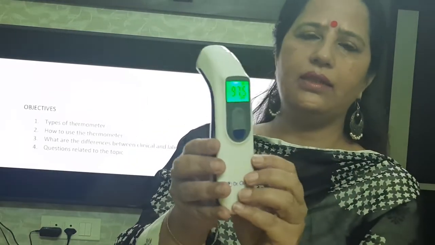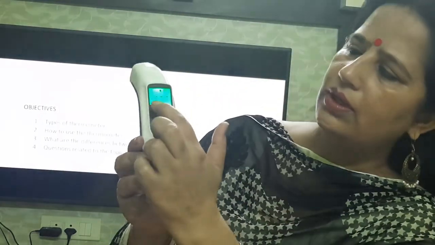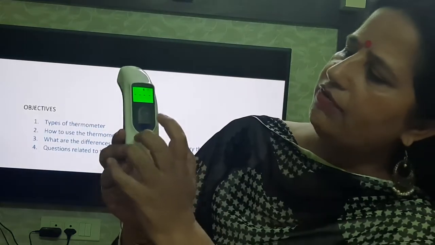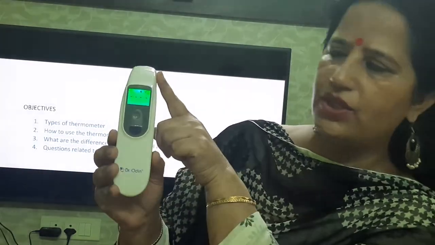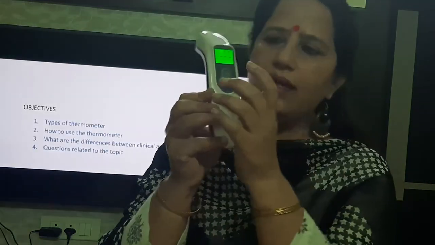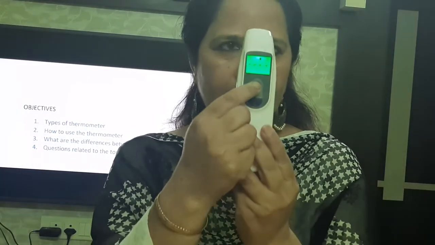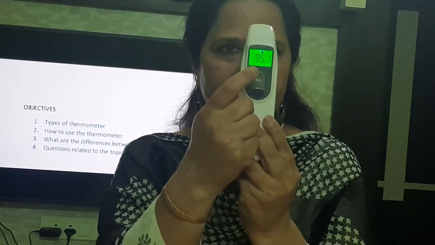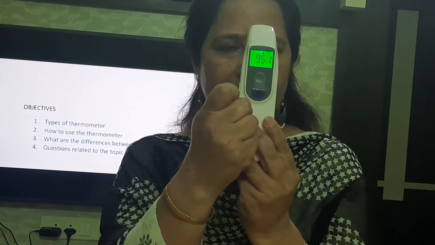Have you noted the sound here? So here is the display screen. When you put it near the patient's forehead, for example, I am showing it with myself. See here, and the doctor will switch it on. See, have you seen the reading?